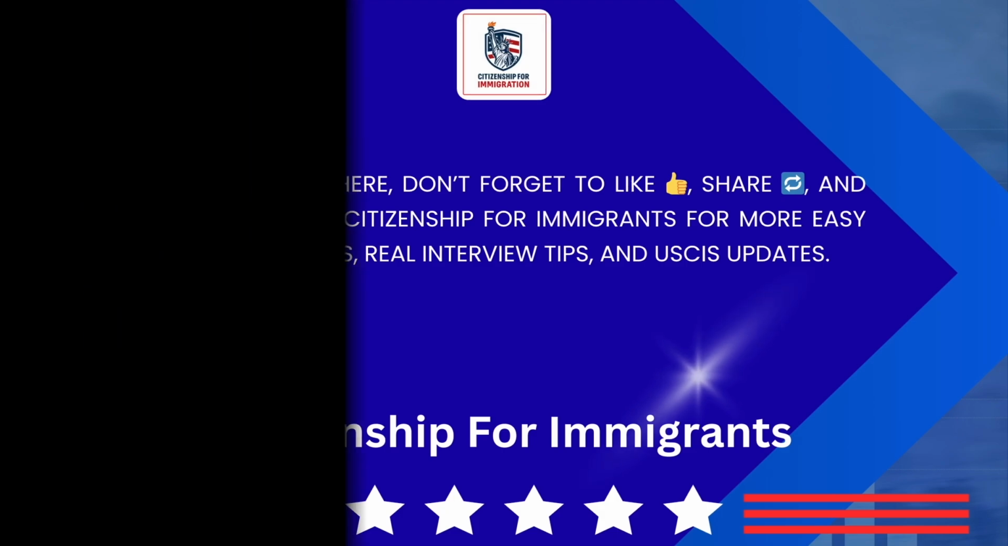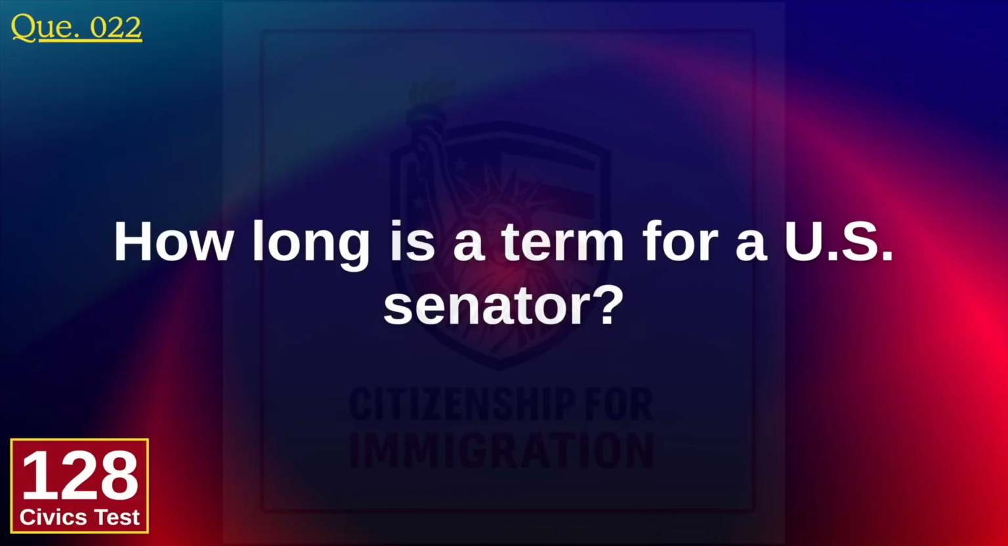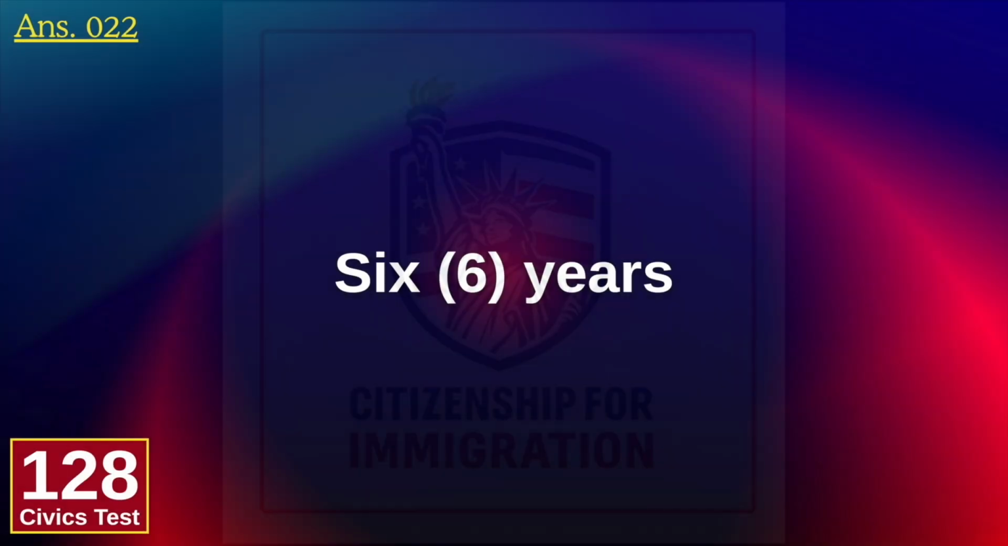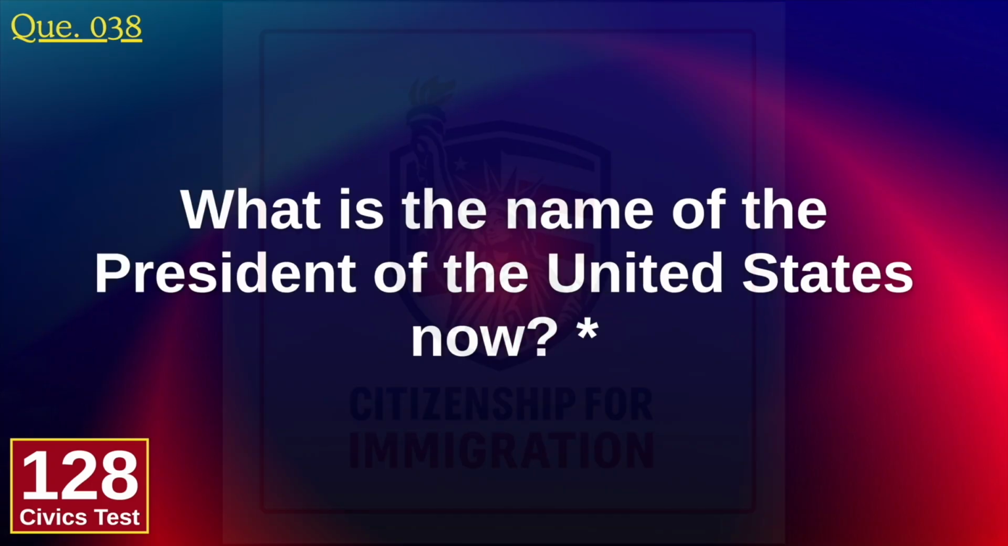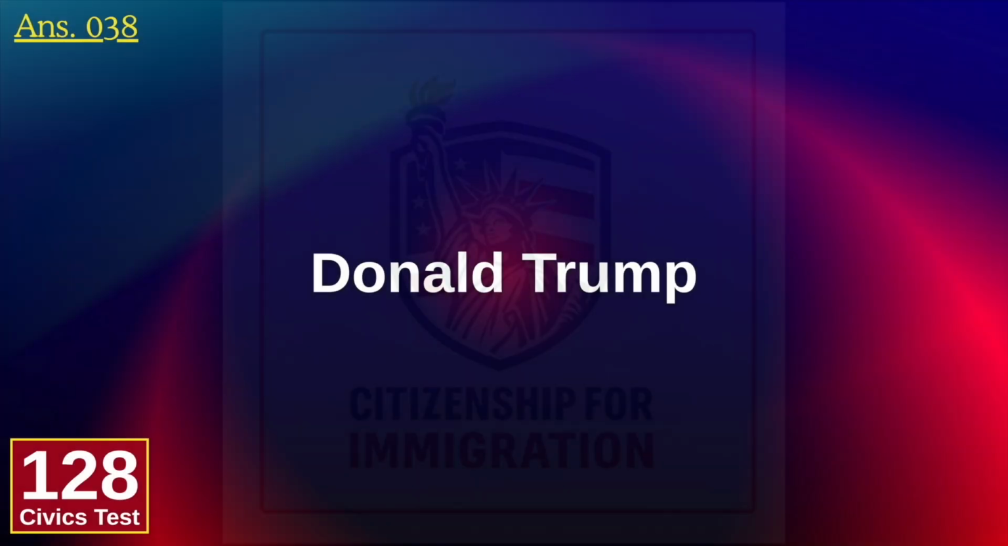How long is a term for a U.S. Senator? 6 years. What is the name of the President of the United States now? Donald Trump.